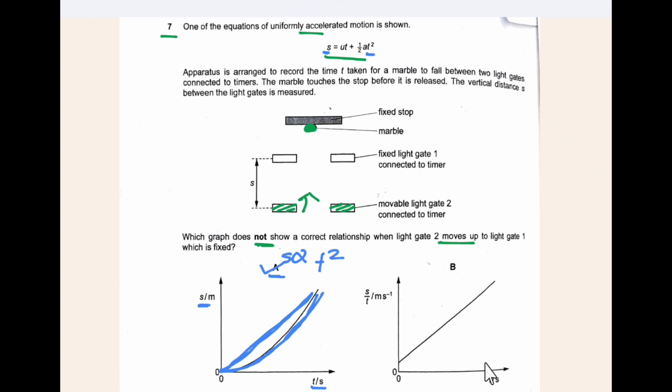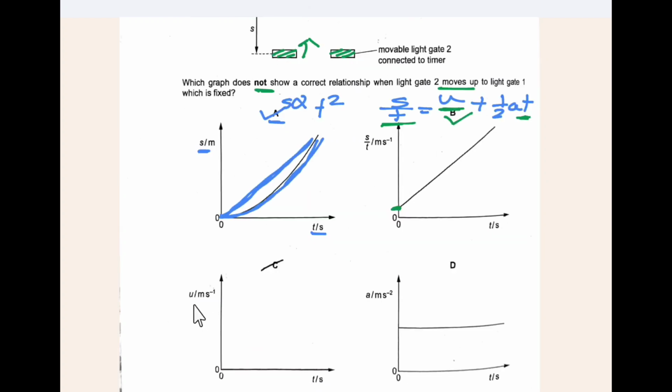Then S by T against T. If we rearrange our initial equation, then S by T is equal to ut by T, that is u, plus half at square by T, that is half at. So if we see this equation, S by T against T, S by T is directly proportional to T, so this would be a straight line, but due to the u present, it must have some value. Therefore, instead of starting from the origin, it starts from a larger value. So this statement is also correct, due to the presence of constant u.